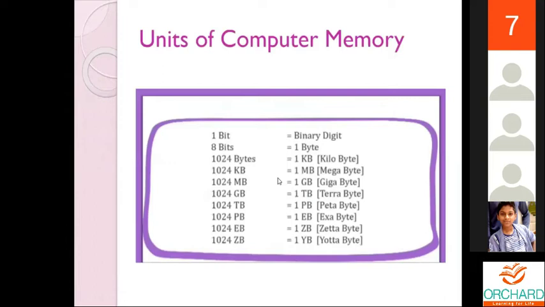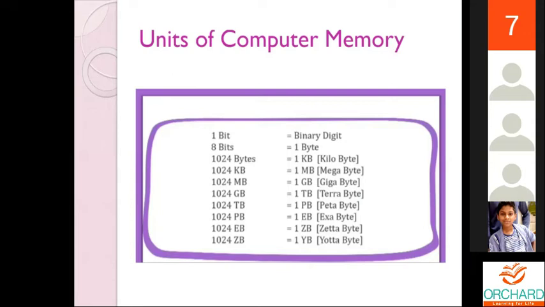These are the units of computer memory. See, 1 bit is equal to a binary digit. Binary digit in the sense 0 and 1. So 1 bit is equal to zeros and ones. So 8 bits make 1 byte.